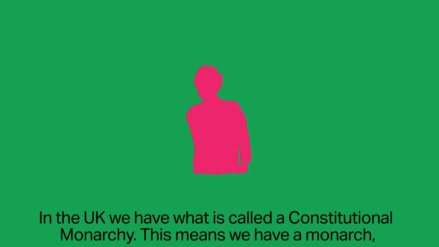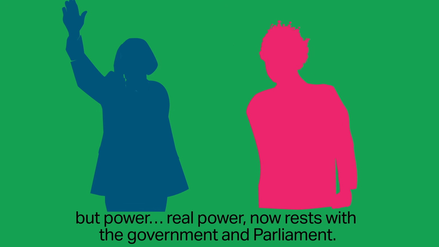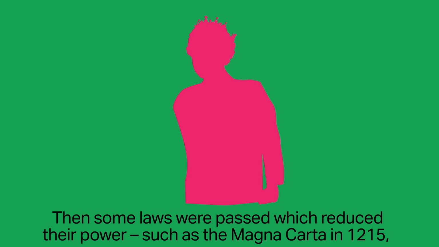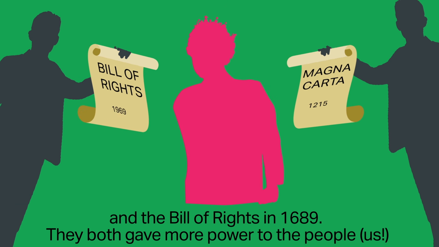In the UK, we have what is called a constitutional monarchy. This means we have a monarch. But power, real power, now rests with the government and parliament. The role of the monarch in the UK used to be much bigger. Then some laws were passed which reduced their power, such as the Magna Carta in 1215 and the Bill of Rights in 1689. They both gave more power to the people, us.